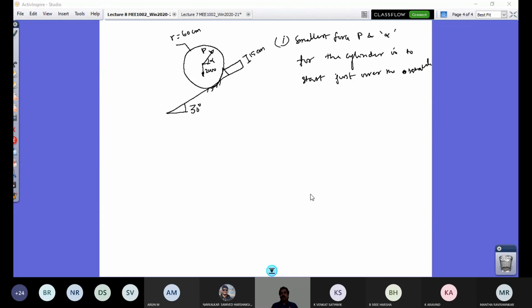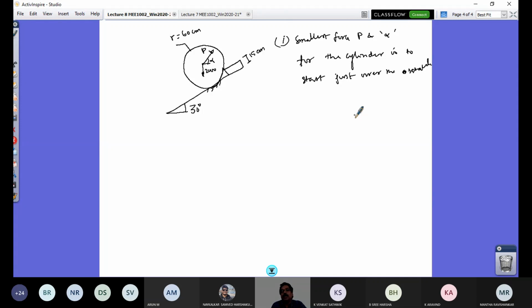That's the problem. Shall we go to the next problem, or will you solve this problem first? Did you get the problem statement? Determine the smallest force P and its direction alpha to horizontal for just starting the cylinder to move over this obstacle.